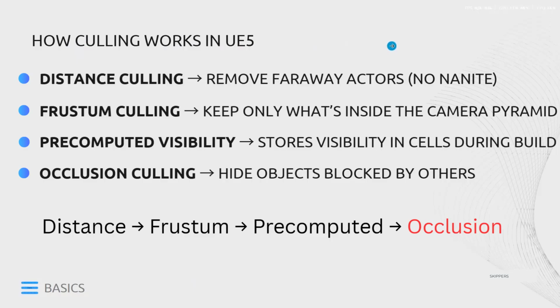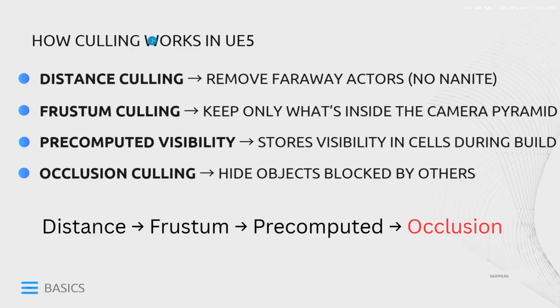How does culling work inside Unreal? Distance culling, frustum culling, pre-computed visibility, and occlusion culling. So distance culling is the simplest one. If an object is farther than a chosen distance, it won't be rendered. But this doesn't apply to Nanite because it has its own system. Frustum culling means only show what's inside the camera's pyramid. Anything outside the frustum will not be sent to rendering, and therefore no draw call is created.